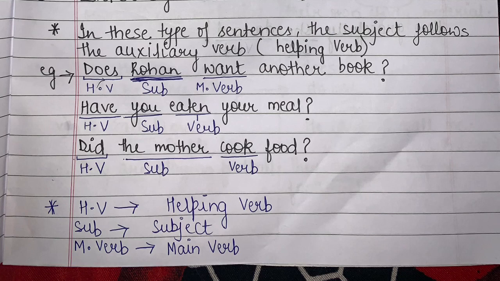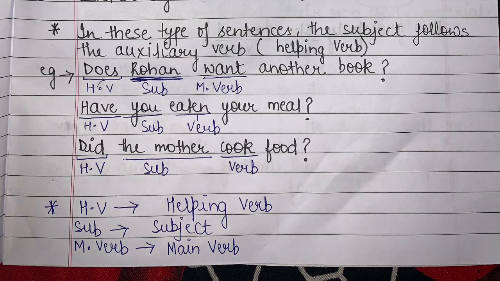Now let's take another example. Did the mother cook food? Question mark. Here I have to find out the subject, right? So before the subject I have something, and what's that? I have did, right? So did is my helping verb, the mother is my subject, and cook is my main verb. So make sure that whenever you talk about interrogative sentences, the subject follows the auxiliary verb. In this way you can easily identify your subject.